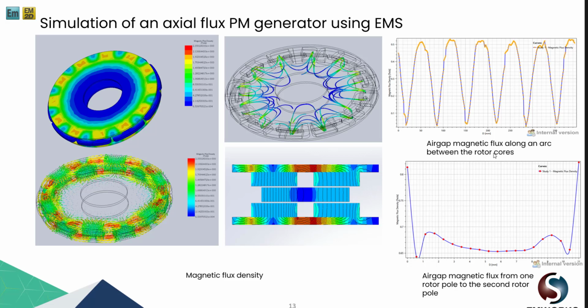This is why it is very important to use simulation like EMS. In an axial flux machine, designers study different Halbach configurations and optimize the machine air gap flux, and that's again the big advantage of axial flux generators and motors.